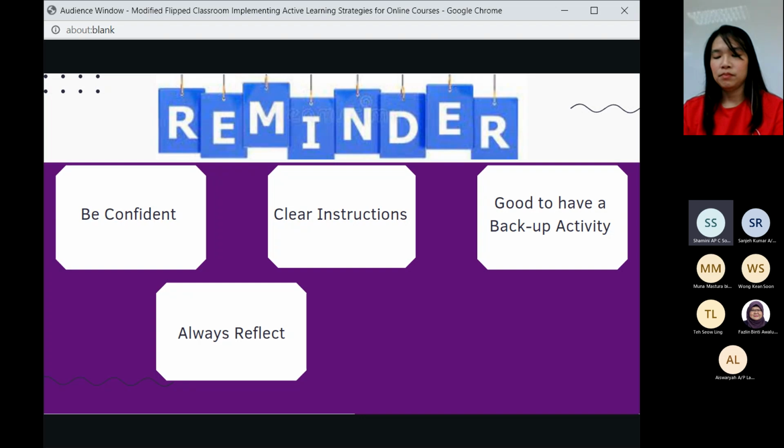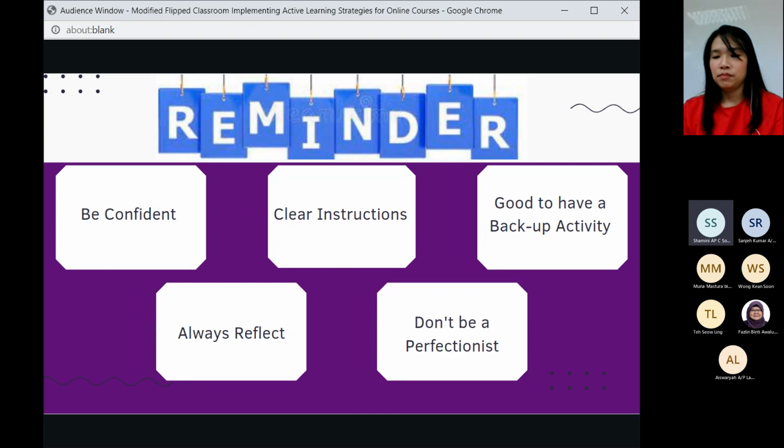I still have some flaws, but it's not as really bad as how I started. And last but not the least, my final reminder to you: don't be a perfectionist. We lecturers have this tendency of producing everything perfectly for the students so that they can learn a lot from it. No. If you try to be a perfectionist, in the end, if something didn't happen your way, you will really crumble down. So try your best.